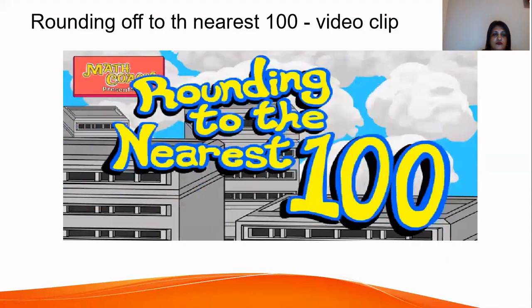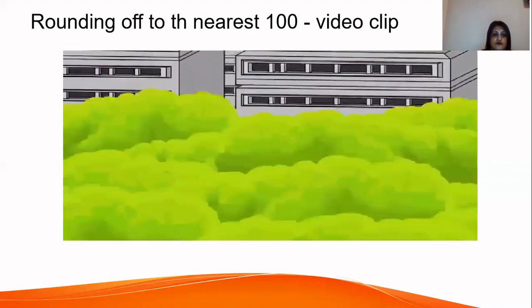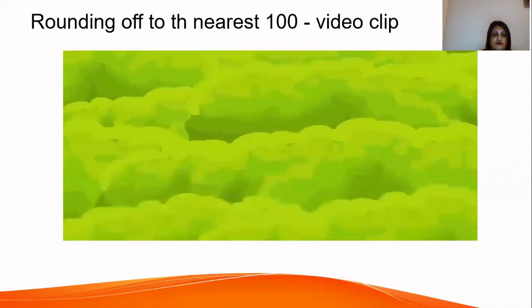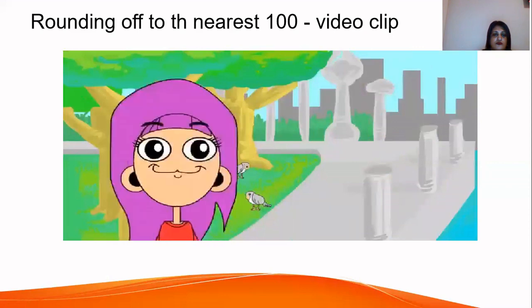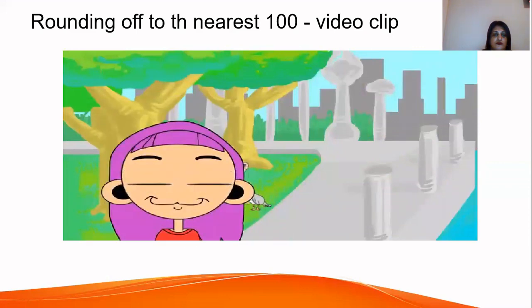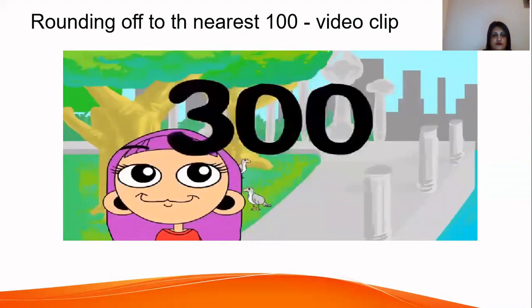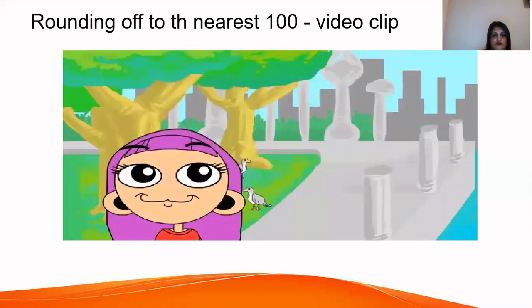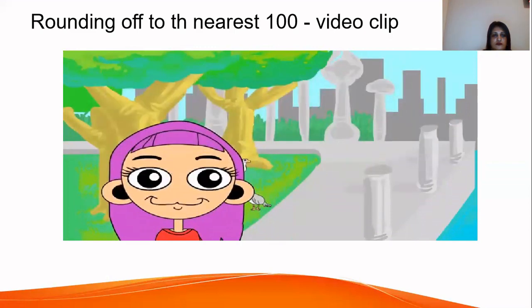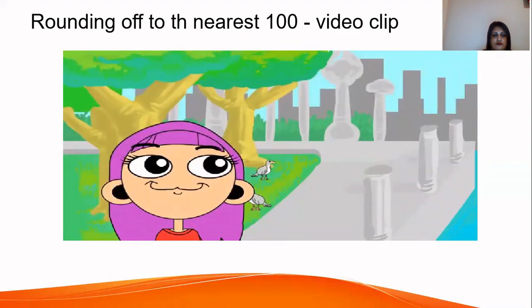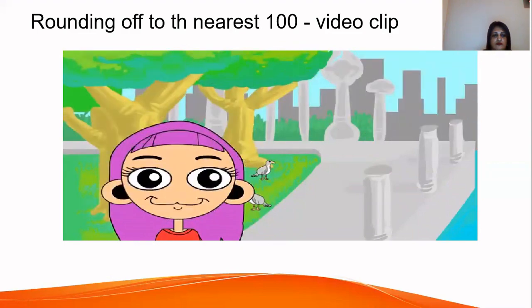Rounding to the Nearest 100. We use rounding when we want to estimate. Rounding gives us numbers that are easy to use, like 100, 200, 300, and so on. Rounding numbers help you solve everyday problems where you don't need an exact answer. That's called an estimate.